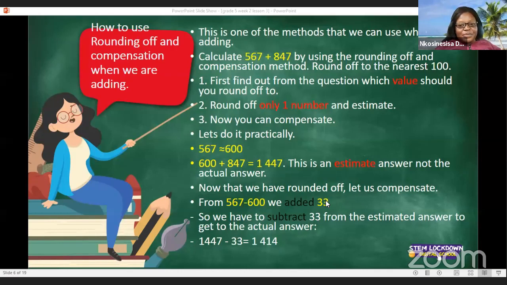All right, so I'm going to continue. Because I understand that for some of us, if it's a new concept, it takes more examples for you to understand. So don't worry, we are not done with rounding off and compensating. Let's check the other example.